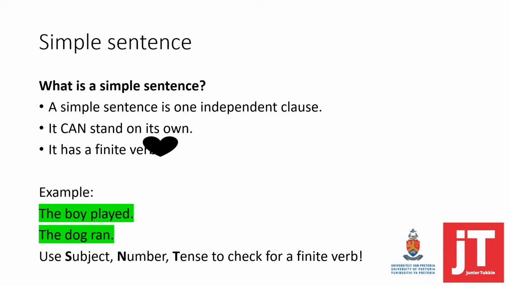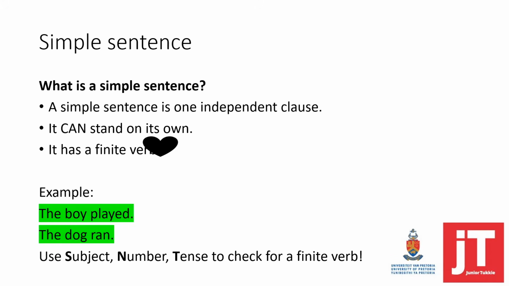Let's look at the first sentence, a simple sentence. As always, we need to ask ourselves, what is a simple sentence? A simple sentence has one independent clause. It can stand on its own, and that means it has a finite verb. Let's look at 2 examples. The boy played, the dog ran. Both of these sentences contain one independent or main clause.